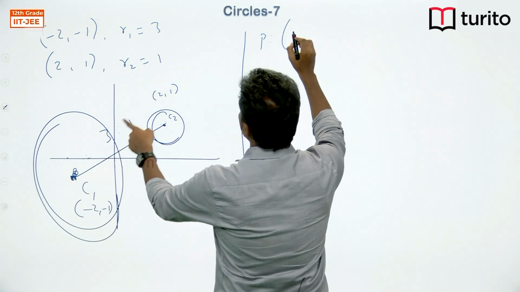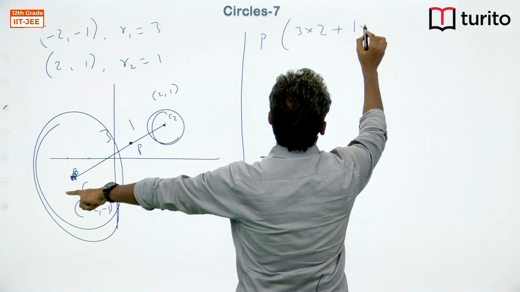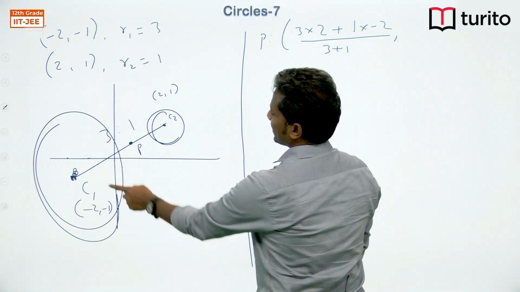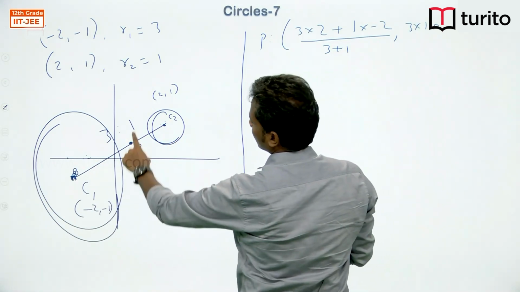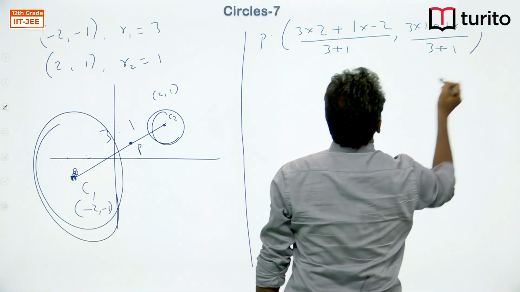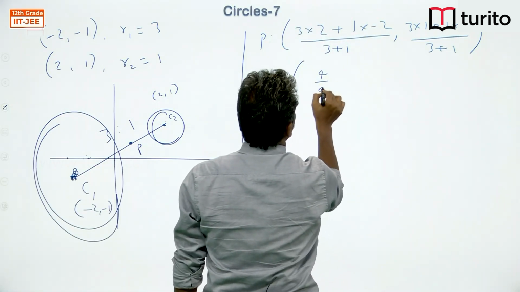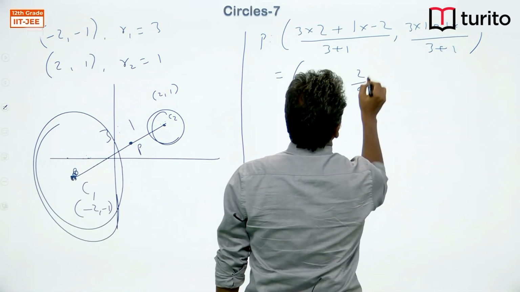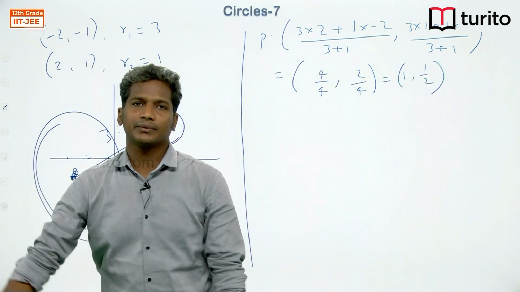So P becomes (3 into 2 plus 1 into -2) divided by (3 plus 1), comma, in a similar way (3 into 1 plus 1 into -1) divided by (3 plus 1). Now if I simplify this, I will get 6 minus 2, which is 4, 4 by 4, which is 1, and here 3 minus 1, which is 2, 2 by 4, which will be 1 by 2. Coordinates of P are (1, 1/2).